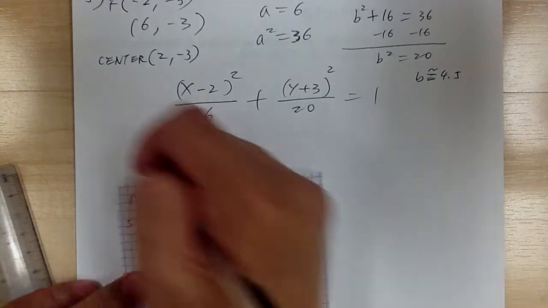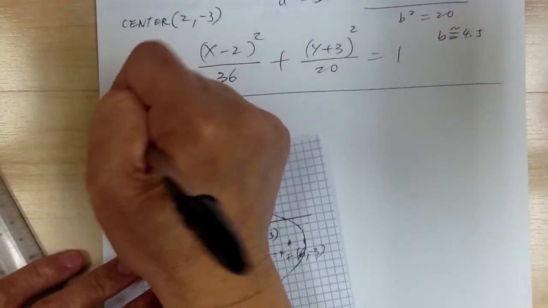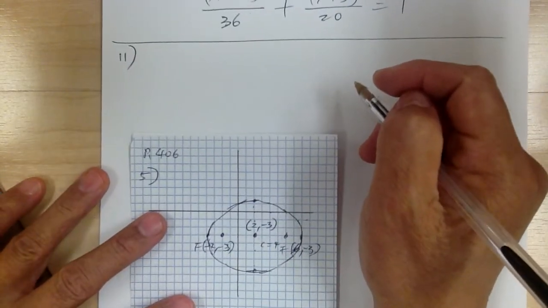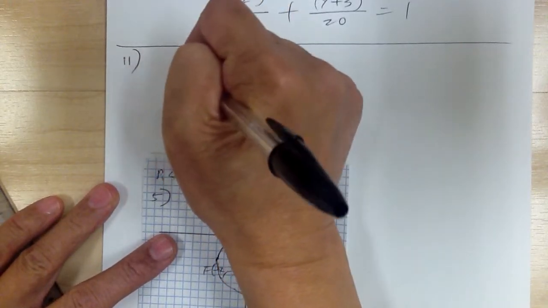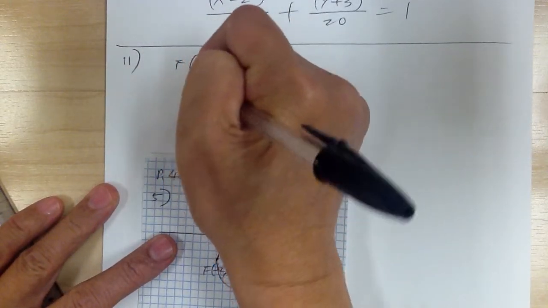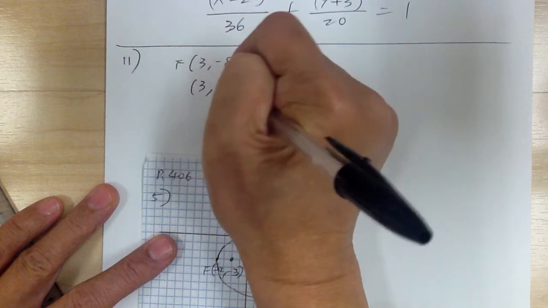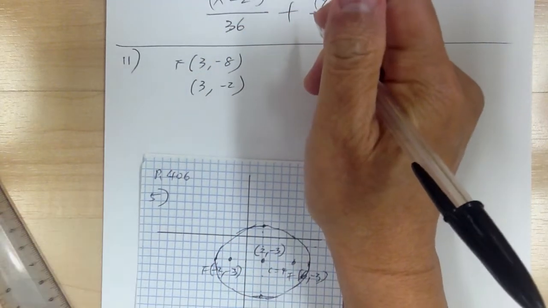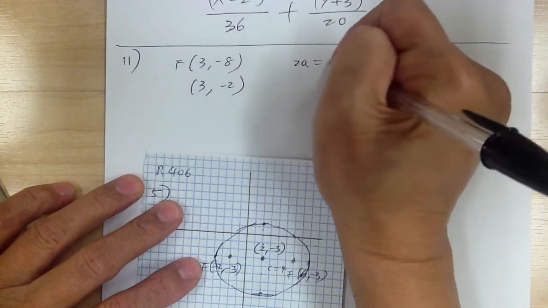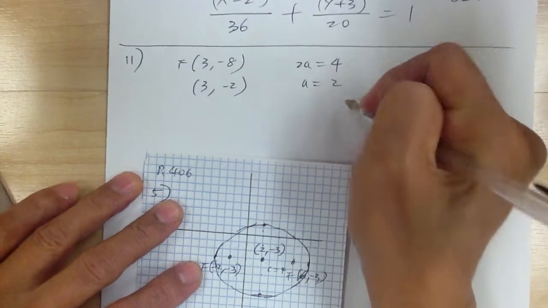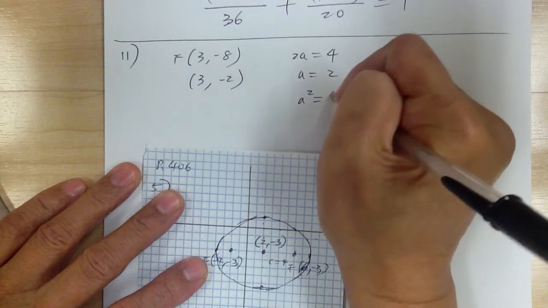Okay, let's go to number 11. Number 11 is the hyperbola. You have the focus at 3, -8 and another one at 3, -2. And the difference of the focal radii is equal to 4. So 2a equals 4, so a equals 2. So a squared equals 4.